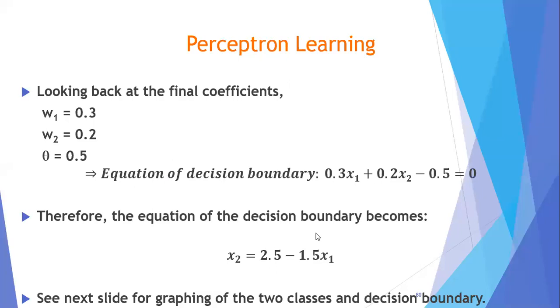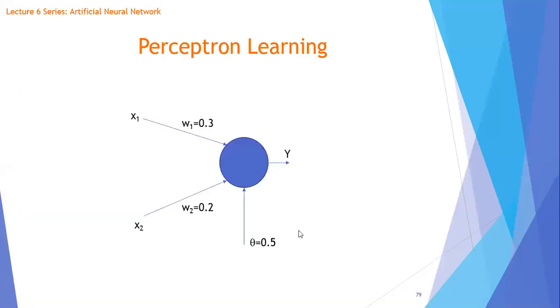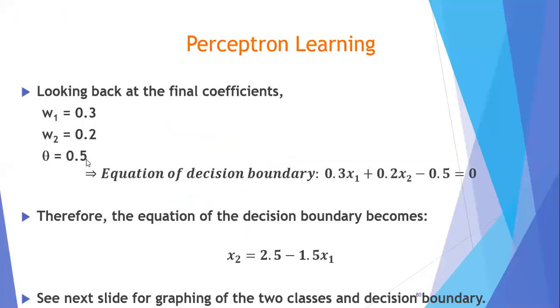Now, how is this working? If we take this threshold and plug it into the equation we worked out before for the decision boundary, the boundary is W1x1 plus W2x2 minus theta. So this is 0.3x1 plus 0.2x2 minus 0.5 equals 0. If you do a bit of manipulation here and make x2 the subject of the formula, you get this equation: x2 equals 2.5 minus 1.5x1.